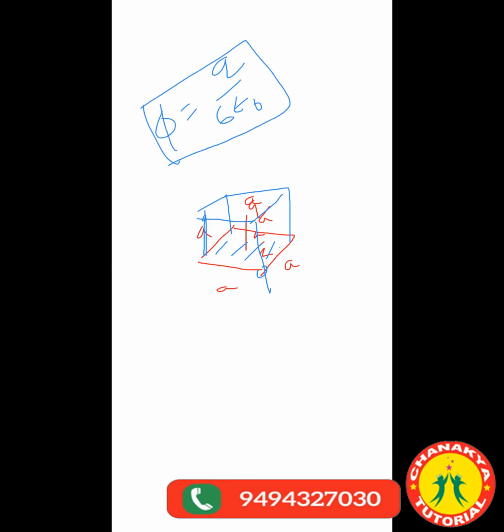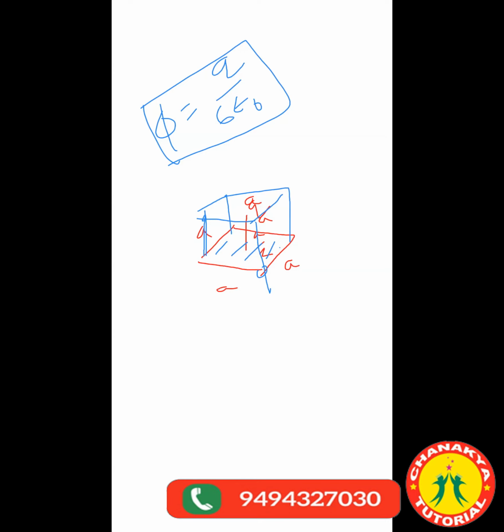Everyone understood? Any doubt? Could you explain that again? Yeah, so what I'm saying is, they are asking what is the electric flux passing through a plate from which, at a distance a by 2, a charge q is placed. So what I did is I covered it with a closed surface with 6 faces, that is a cube, right?